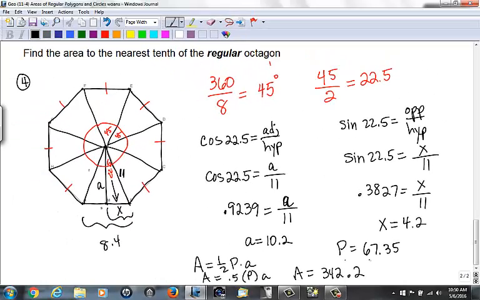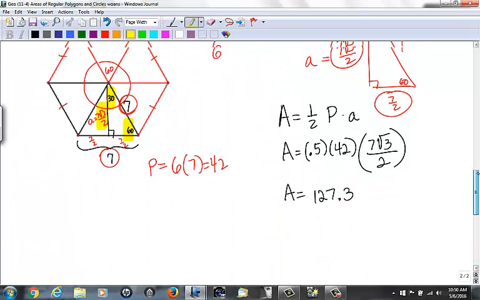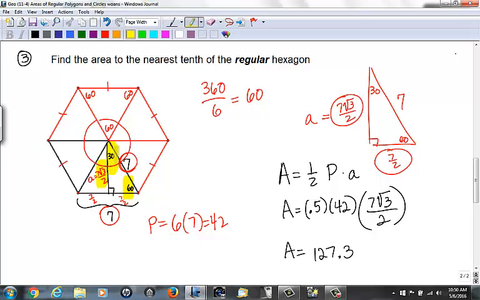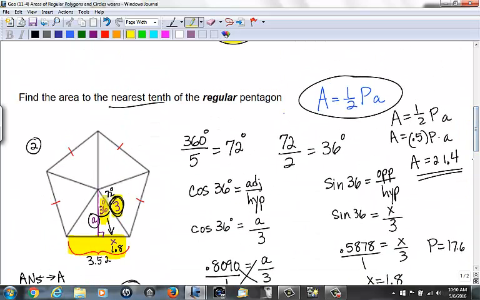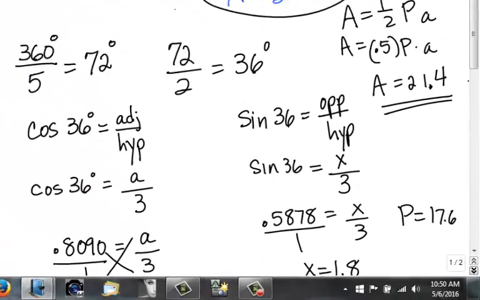Good with that? Okay, so for every regular octagon, this angle is always going to be 22.5. And they can give you any of these. They might give you the apothem and have you figure the perimeter. For any hexagon, this angle is always going to be 30. It'll be a 30, 60, 90. For any pentagon, this will always be 36 degrees, as long as they're regular. Okay, that should give you enough. Any questions? Should give you enough to go on.